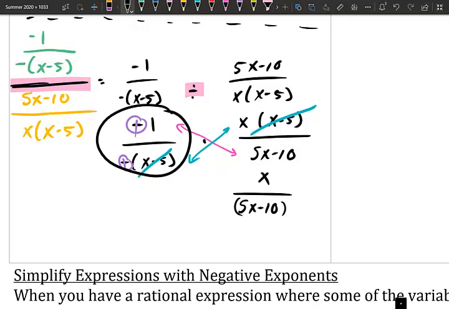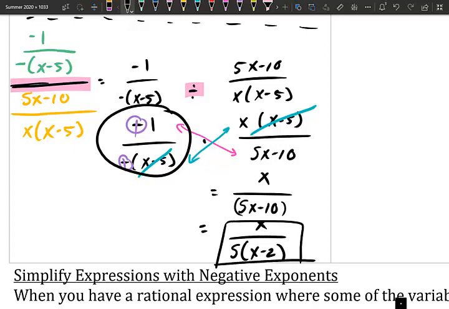And that's... How do we know if we're done? How do we know if that's it? Top. Can we factor anything on top? Nope. Can we factor anything on the bottom? We can. So we factor the bottom. Now we have our final answer.